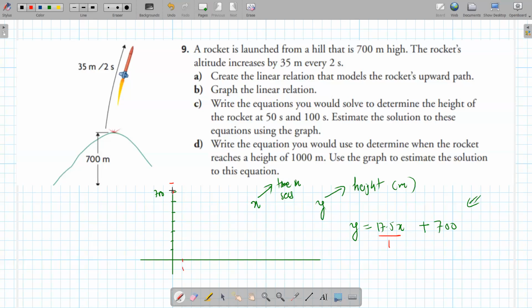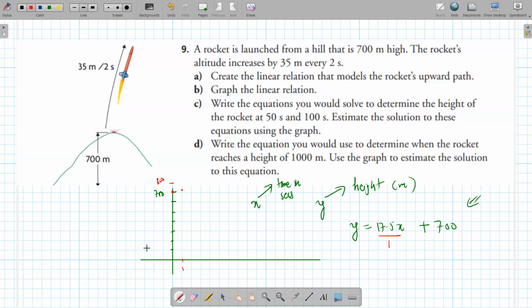Again, this is not going to be very precise because 717.5 could be anywhere here, right? Mm-hmm. So I'm just going to put it a little bit around 725. Yeah. And there we go. That's our point.